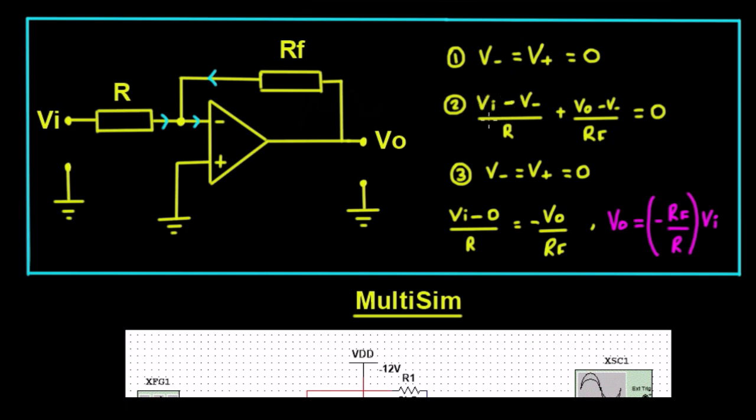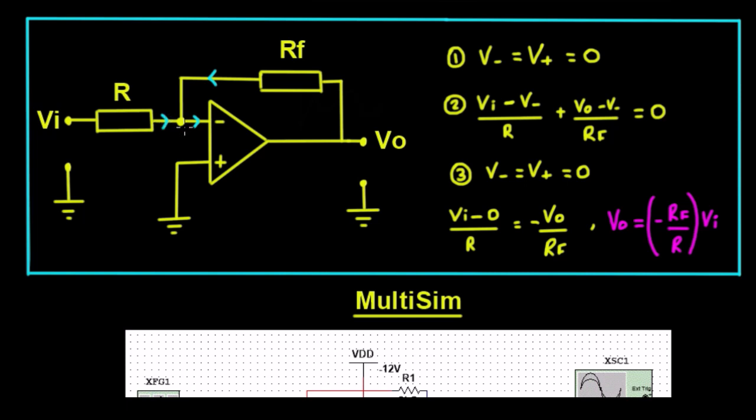Now whenever we analyse that just using Kirchhoff's current laws, we can see that the current flowing in this direction here is going to be V in minus V minus divided by the resistance R, so that's just going to give us the current here flowing to this point. And if we look at V out minus V minus upon RF, that's going to give us the current that's flowing in this direction here.